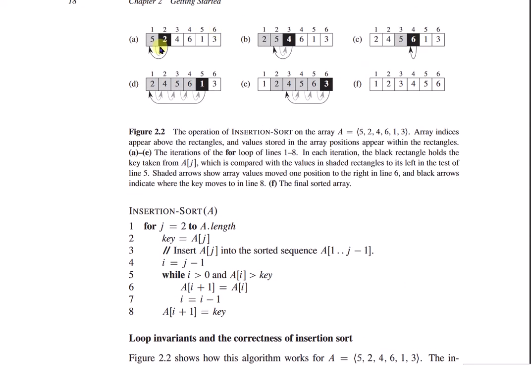So for the first instance, 2 stays here. For the second instance, we have 5 and 2, then we have 4. 4 is compared with 2, it is greater than 2, so it goes to this location. And for the third instance, 6 is greater than 5, so it is compared with 2 first. 2 gets copied to the fourth position, then 4 gets copied to the third position, then 5 gets copied to the second position, and 6 gets copied to the first position.